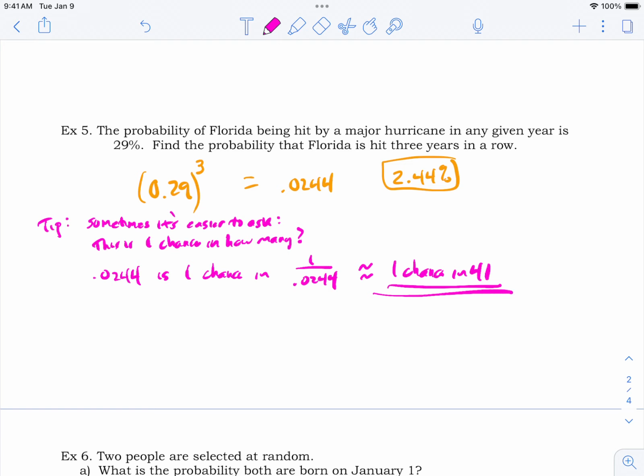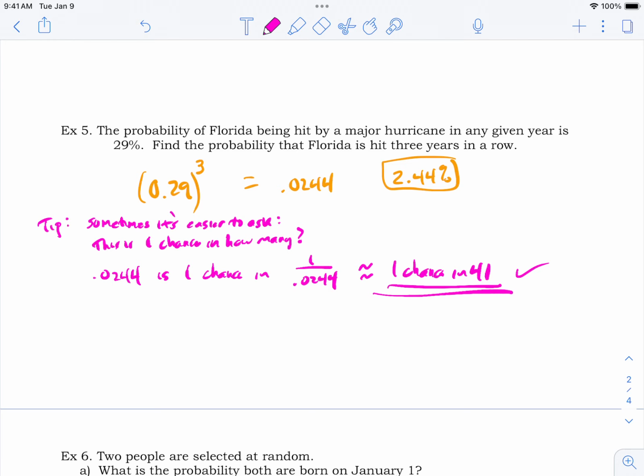3 years in a row. So once this year, once next year, once next year. 1 chance in 41. That doesn't sound like an amazingly hard thing to do, does it? I mean, sometime in your lifetime, it might happen. No guarantees. But over the long run, we expect it to level out to about 1 chance in 41. Assuming that this number is correct and all that. So 1 chance in 41.